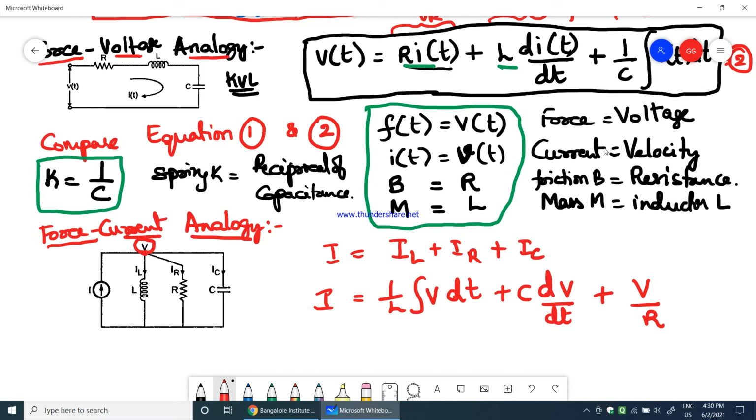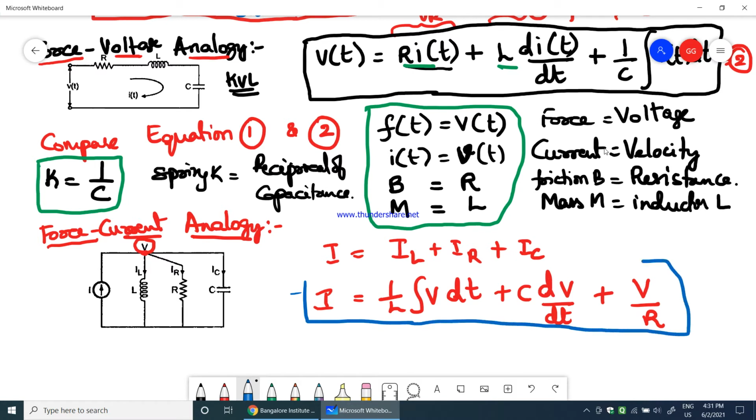These are the electrical component equations which we have seen in network theory. Same knowledge I am using here. Differentiation of voltage and multiplying by the capacitor will give me the current through the capacitor. Voltage divided by the resistance will give me the current through the resistor. Now this is the equation which I am going to compare with the mechanical system.